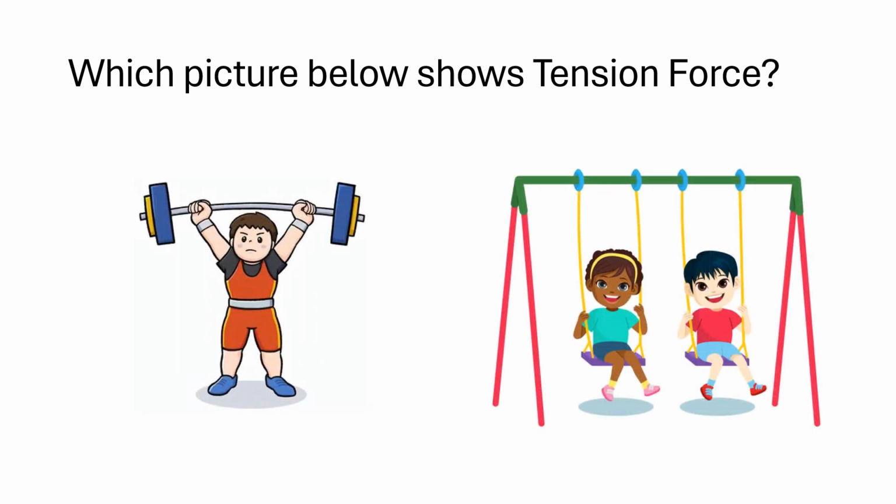Which picture below shows tension force? We have this guy doing weightlifting on the left, and then we have two friends on the swing. Which one is tension? Think carefully. It's the one on the right. It's the friends on the swing. They're putting tension on the rope of the swing.